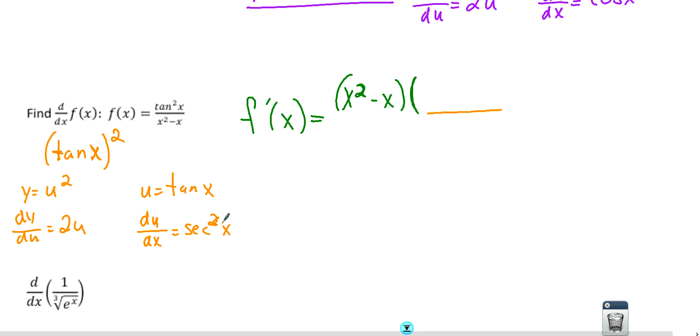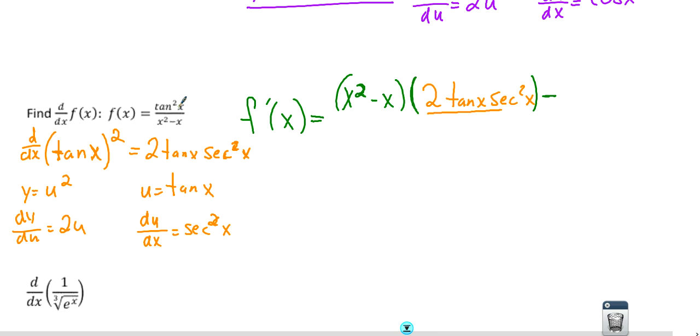Plug back in and multiply them. So the derivative of this equals 2 tangent x secant squared x. And that's what I'm going to put right here: 2 tangent x secant squared x. That is all just the derivative of tangent squared.